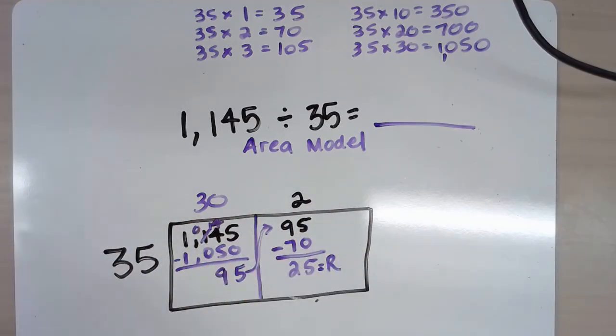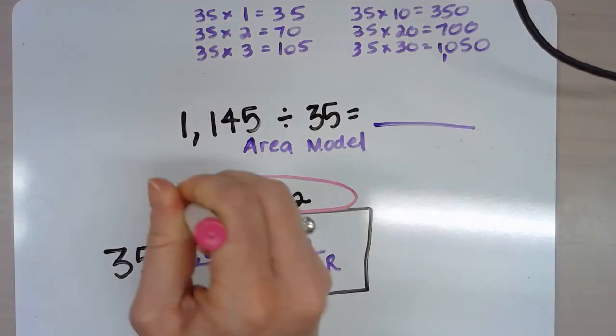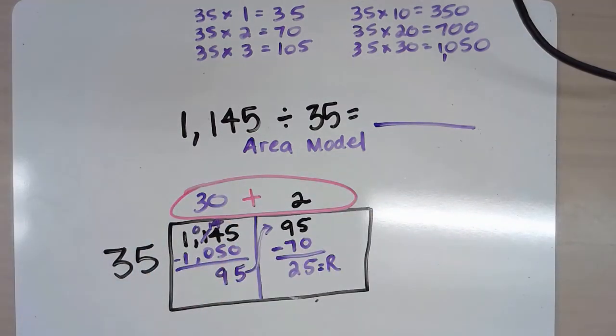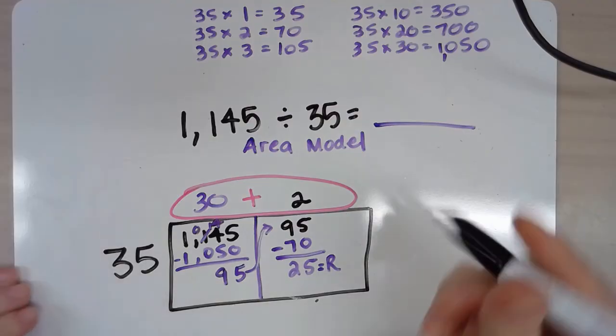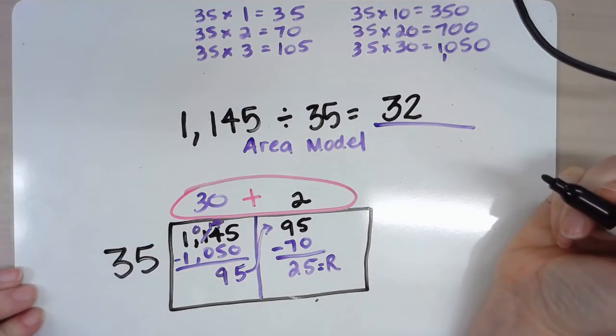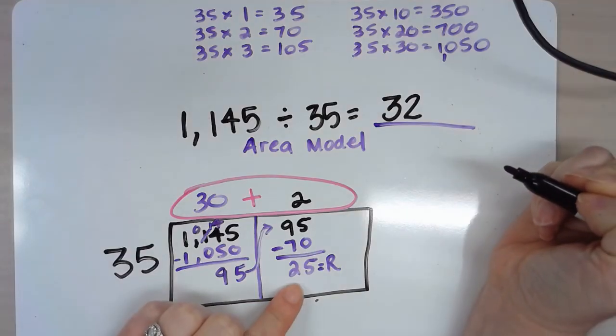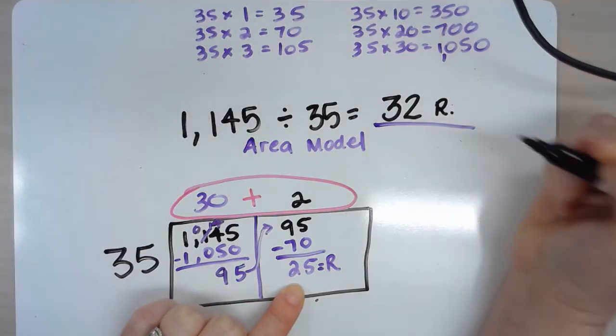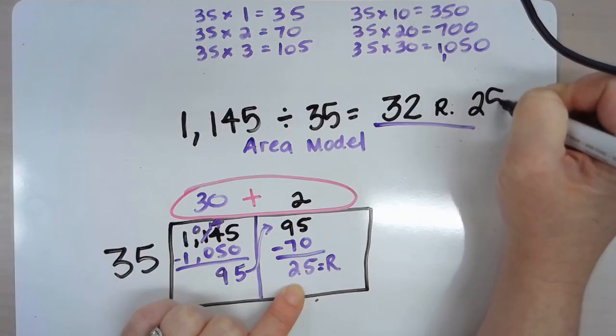This represents my quotient. When I combine the two numbers on top, 30 and 2, I see that each treat bag ended up with 32 pieces of candy, and we need to say that we had that remainder of 25.